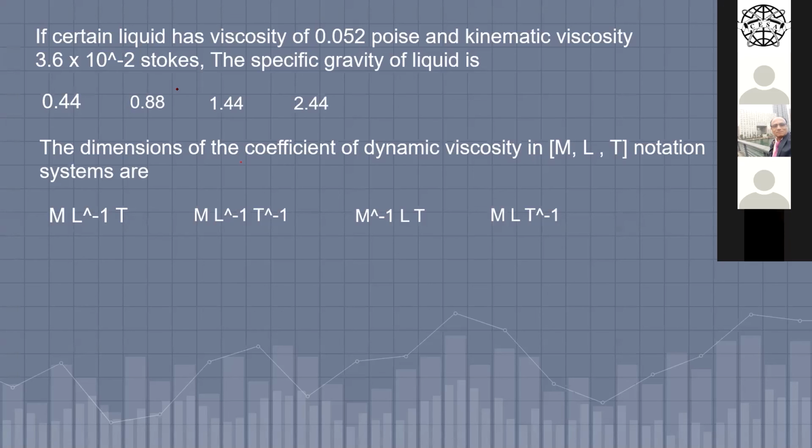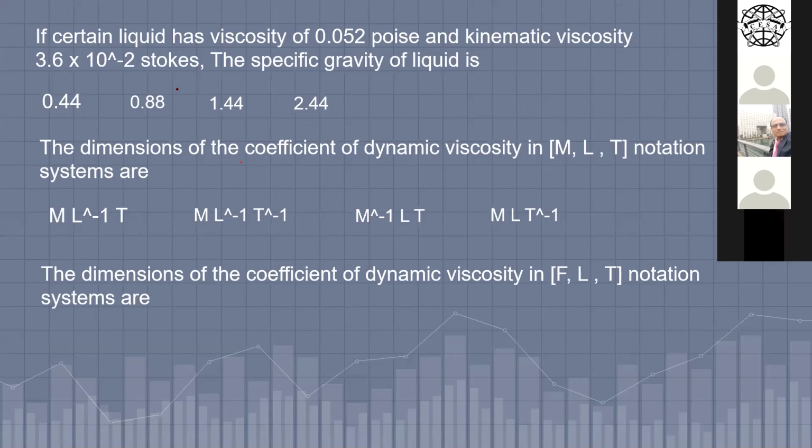So this is how you work out the dimensions of the dynamic viscosity. Similarly, I told you what the unit is. Either you take the unit, which for dynamic viscosity is Newton second per meter square.